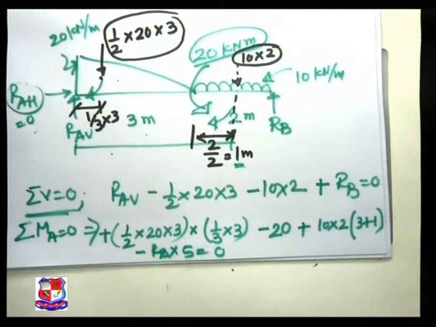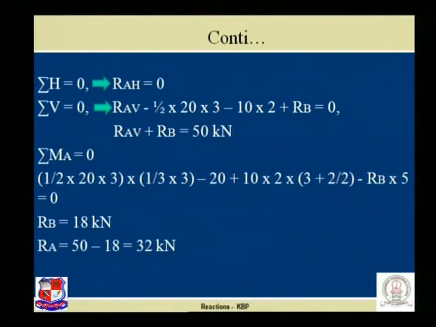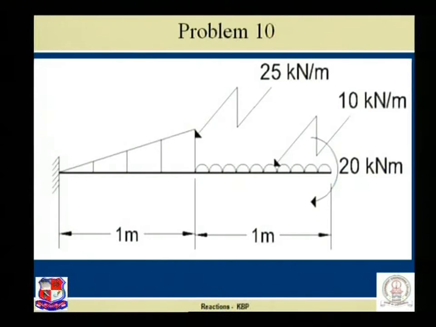Using these equations, we easily obtain the value of RB as 18 kilonewton. By replacing the value of RB in this equation, RAV plus 18 is equal to 50. So RAV is equal to 50 minus 18, and we achieve RA is equal to 32 kilonewton. Next solution of problem.